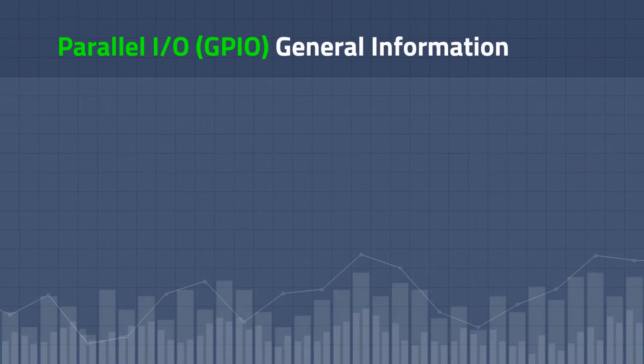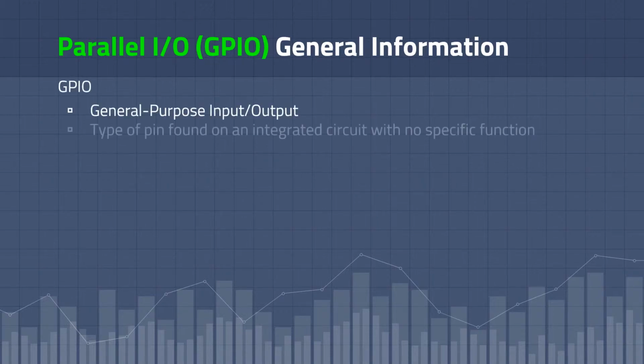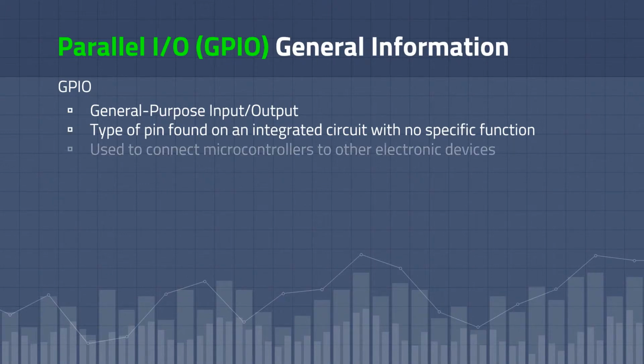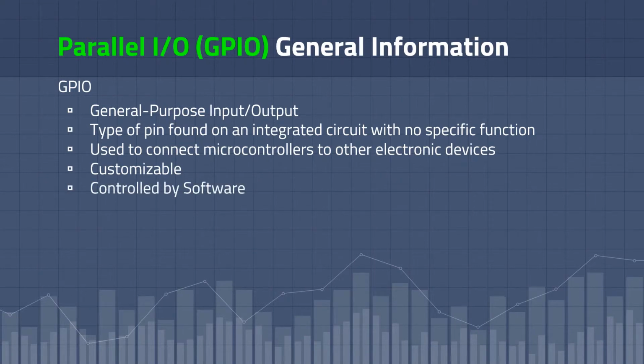Now for some general information on General Purpose Input Output (GPIO). Let's first break down the term GPIO and parallel input output. GPIO stands for General Purpose Input Output. It's a pin on an integrated circuit that doesn't have a specific function and connects microcontrollers to other electronic devices. The function of a GPIO is customizable and can be controlled by software.